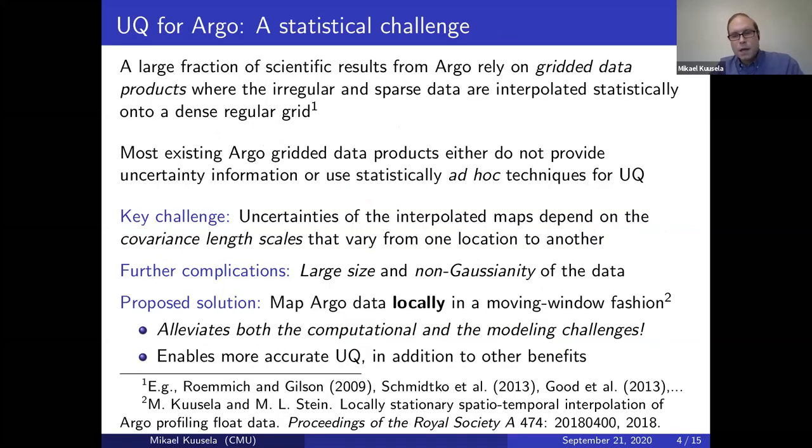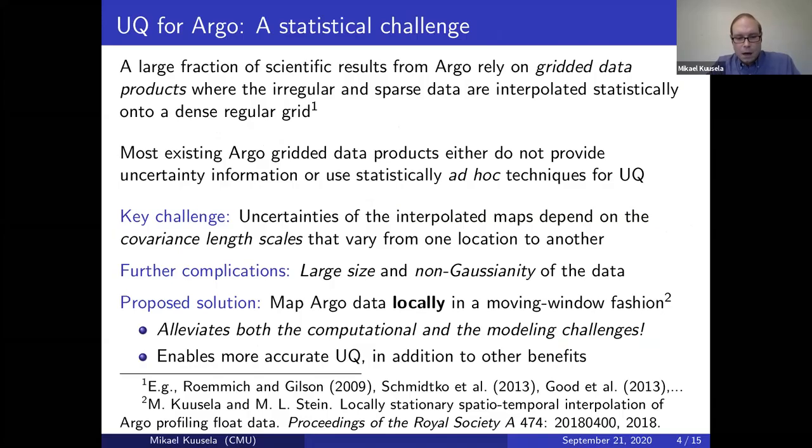So as I mentioned, the big picture here is that most scientific analyses from Argo rely on these 3D data products. They take the irregularly sampled Argo data and turn them into these continuous fields. And there are many existing products like that. I have some references there on the bottom. One of the popular ones, for example, is the Roemmich and Gilson climatology, but there are many others.